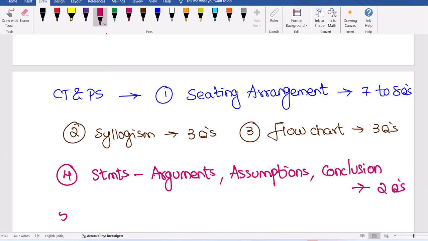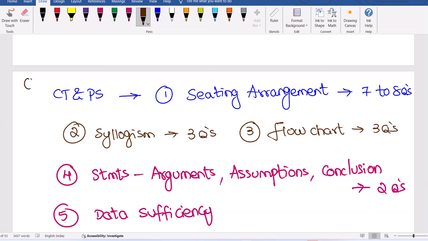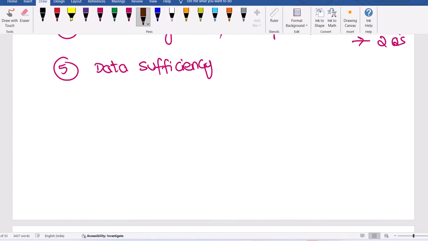And the rest is data sufficiency. Only 5 topics. These 5 areas you need to focus on regarding critical thinking and problem solving, and you are done. 18 questions from this area can all be covered if you are aware of these 5 areas. That is critical thinking and problem solving.